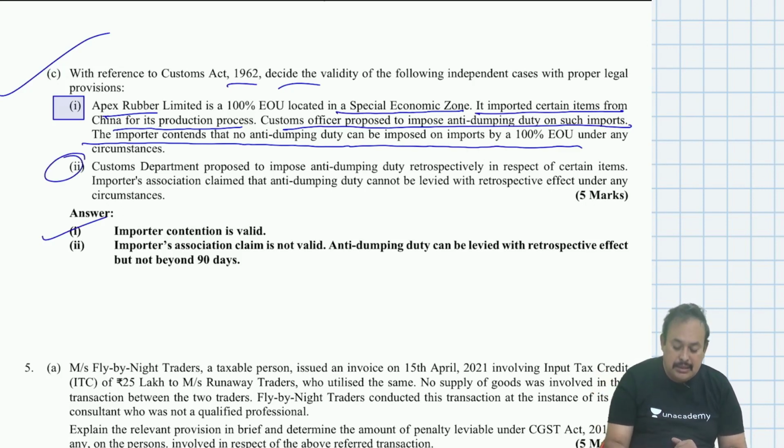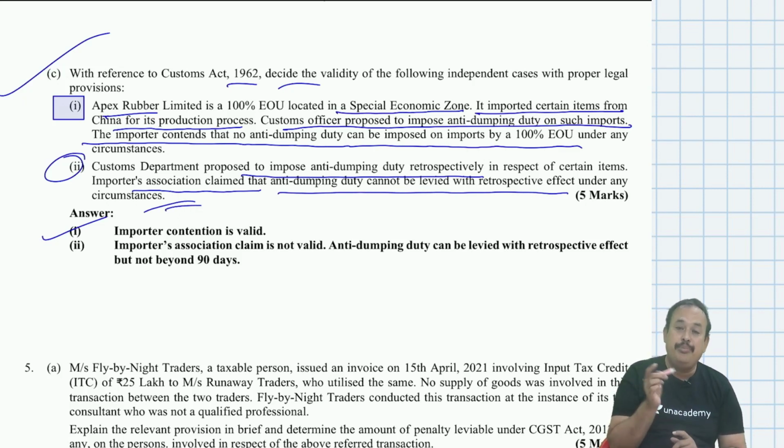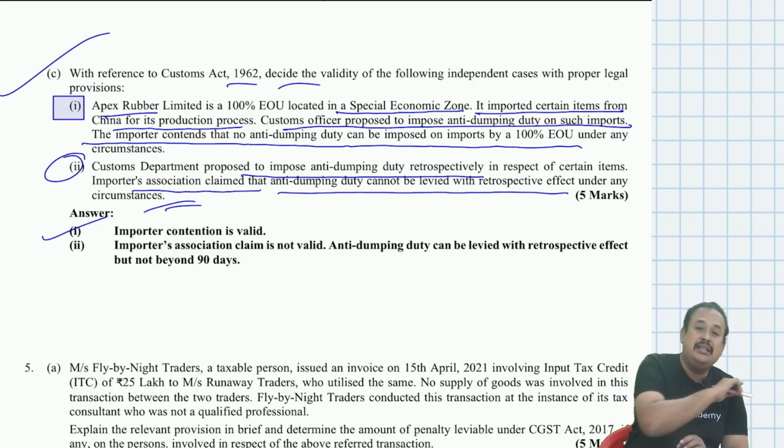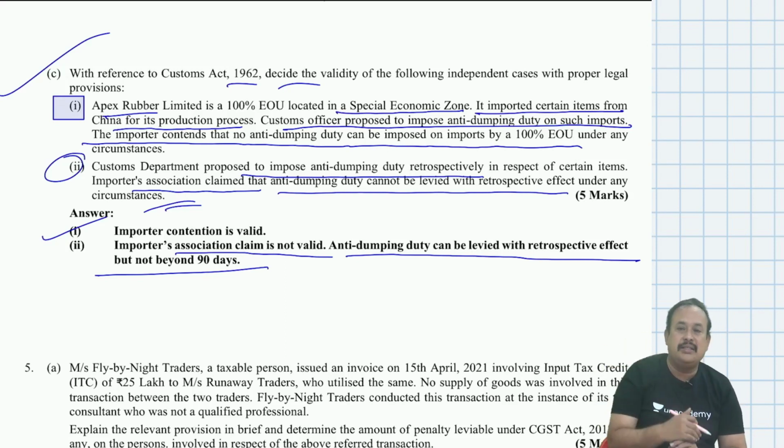Further, the Customs Department proposed to impose anti-dumping duty retrospectively in respect of certain items. The Importers Association claimed that anti-dumping duty cannot be levied with retrospective effect under any circumstances. Sorry, it is not so. Anti-dumping duty can be imposed with retrospective effect not later than 90 days. That means the Importers Association's claim is not valid. Anti-dumping duty can be levied with retrospective effect not beyond 90 days, not more than 90 days.